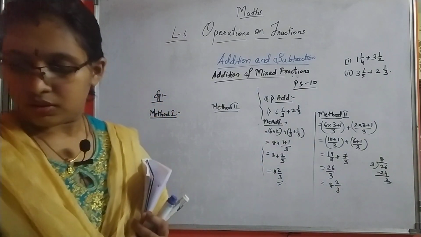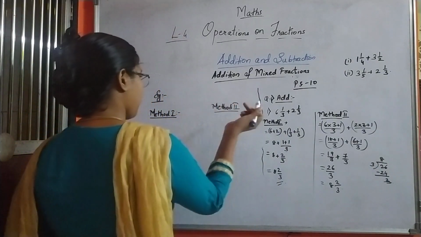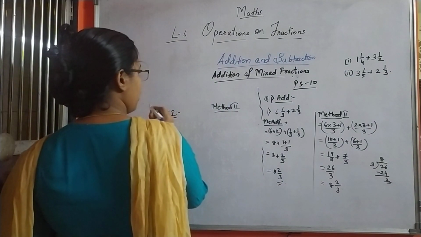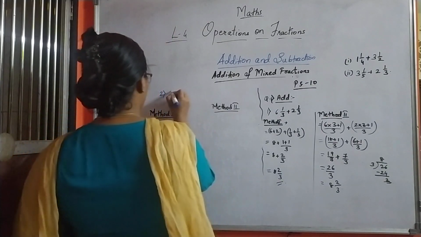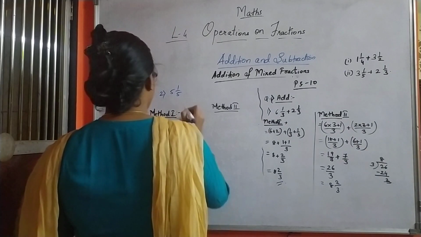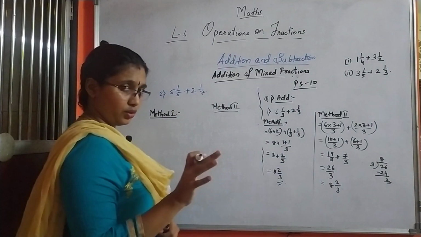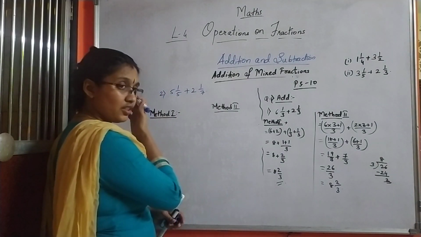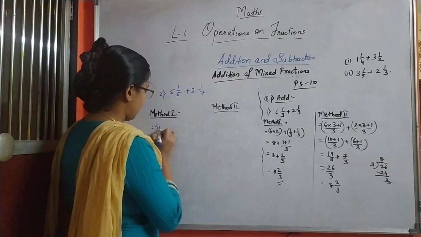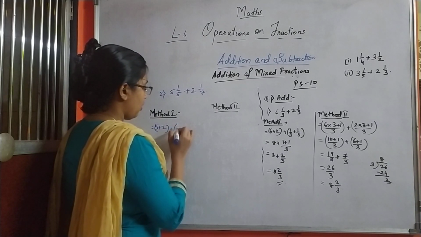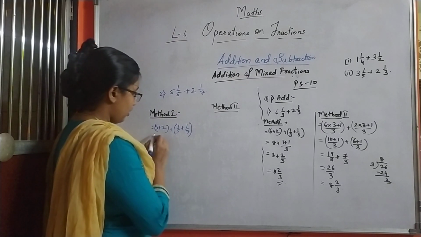So the question here is, I'll take it from the practice set itself: 5 1 upon 5 plus 2 1 upon 7. I'll do it differently so that you can understand. The method 1 which I'll solve is, I'll take the integral parts together. So 5 plus 2 is taken together, and 1 upon 5 plus 1 upon 7, the fractions are taken together. 5 plus 2 is 7.